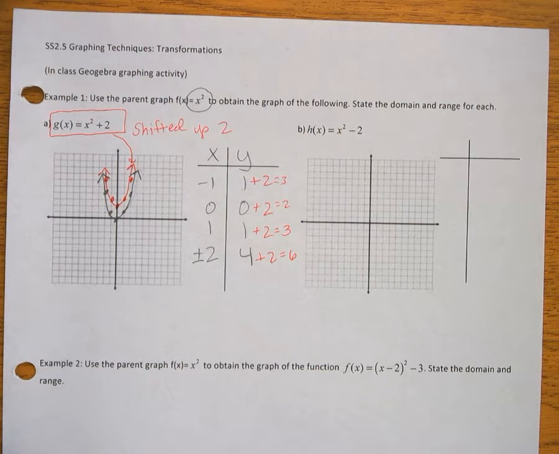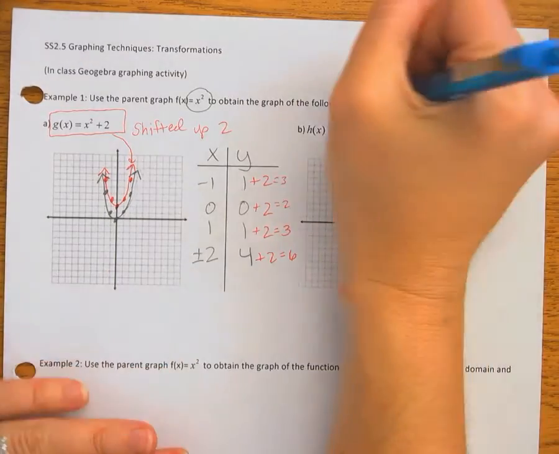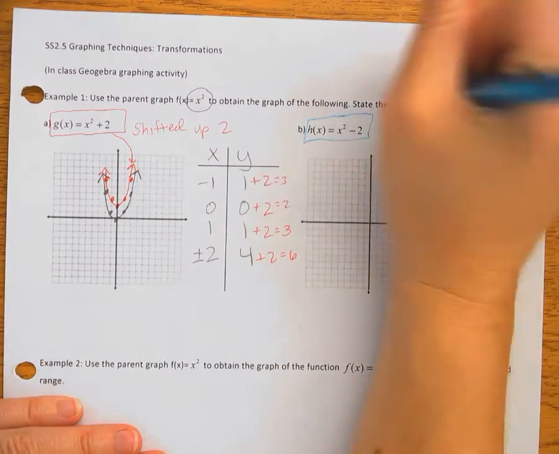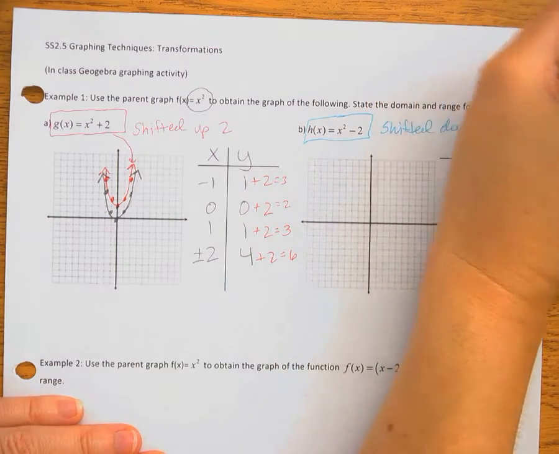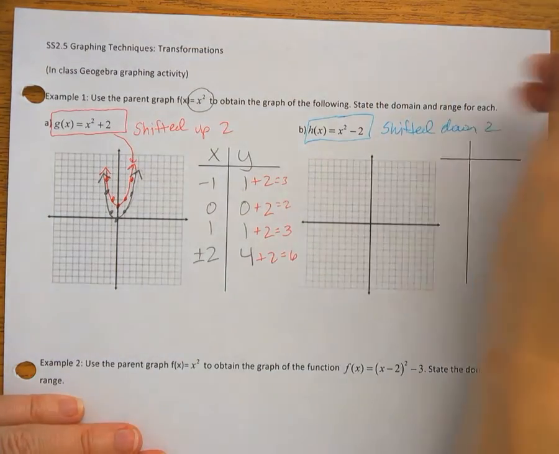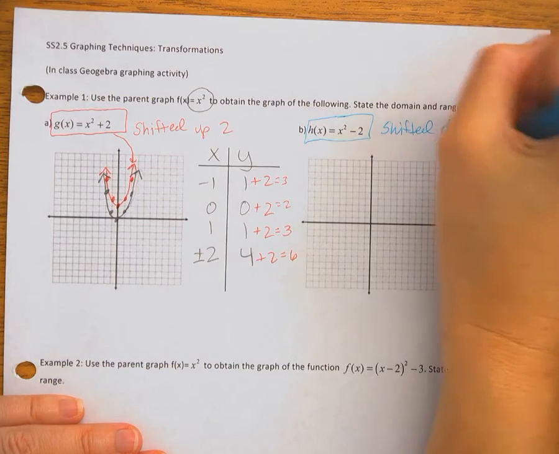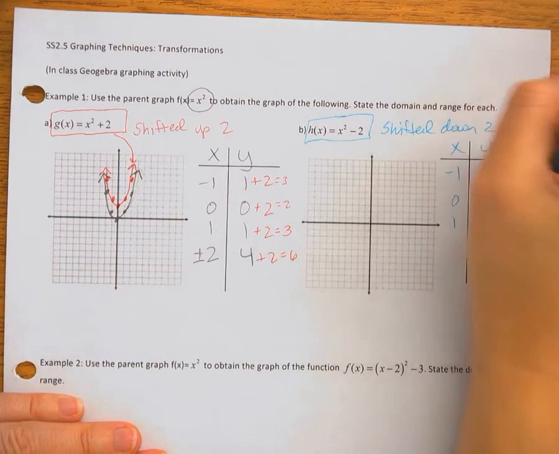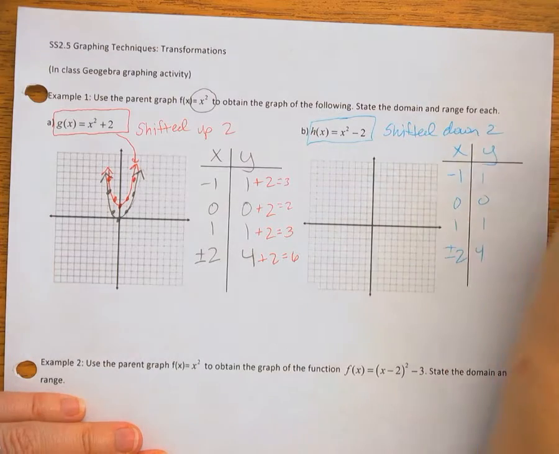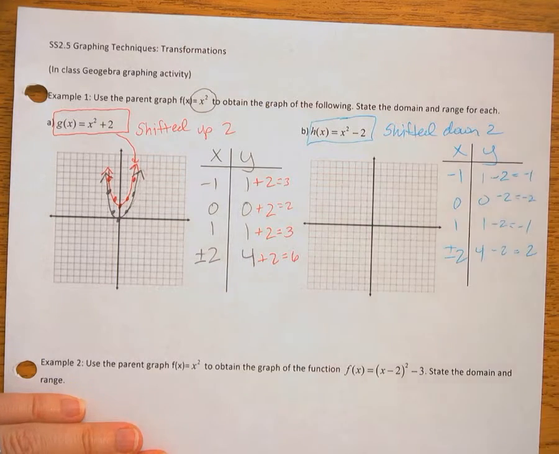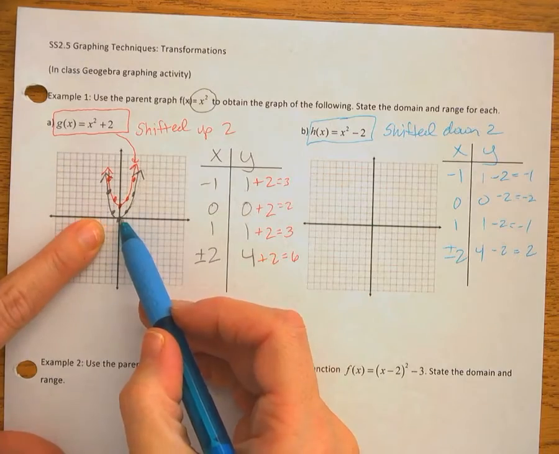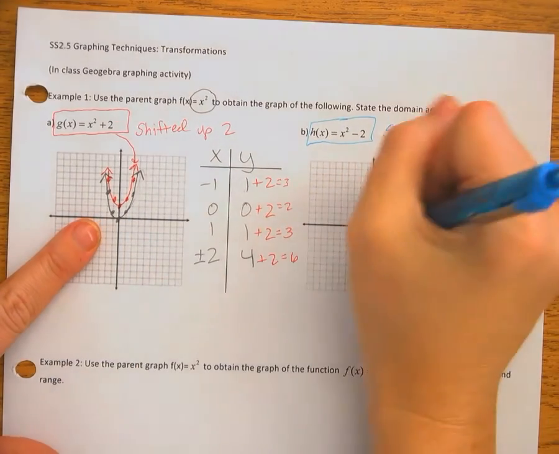And then it's the same thing in part B. It's still a vertical shift, but it's shifted down 2. So you subtract 2 from each of the y values. So here's the parent graph. And you would subtract 2 from each of the values. So it's like you take these points and just literally move them down 2 units.